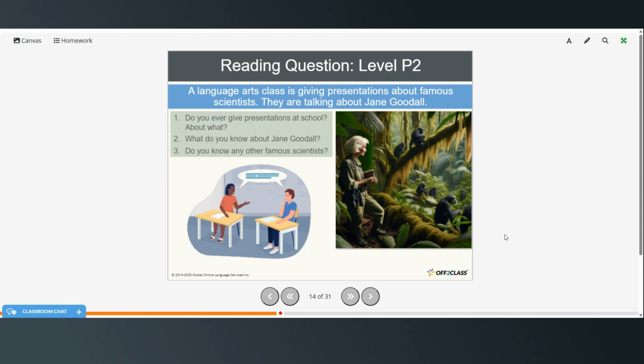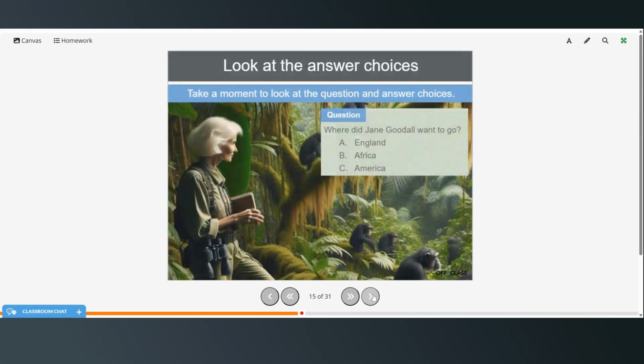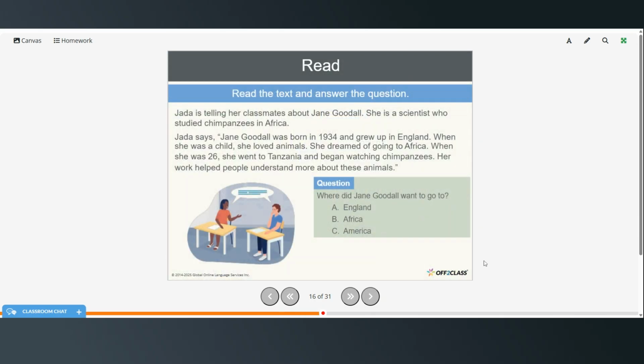A language arts class is giving presentations about famous scientists, and they're talking about Jane Goodall. You can also think about these questions before reading. Do you ever give presentations at school? And if so, what are they about? What do you know about Jane Goodall? And do you know any other famous scientists? So take a moment to look at the question and the answer choices. Now pause the video and read the text, answer the question, and then restart when you're ready to continue.